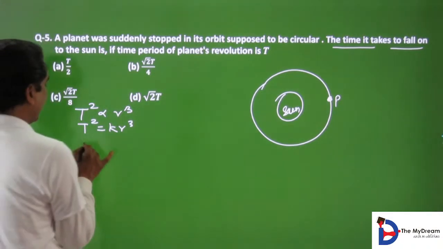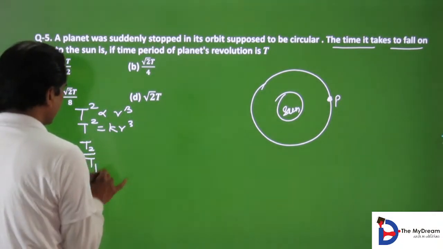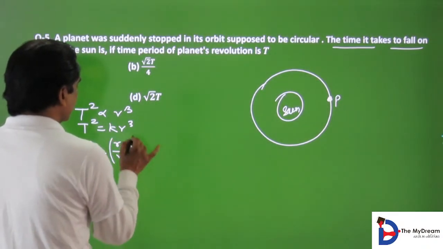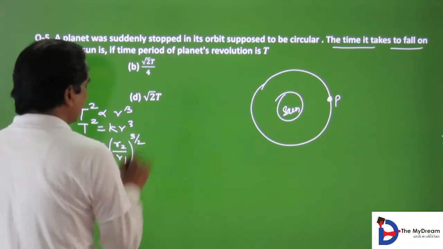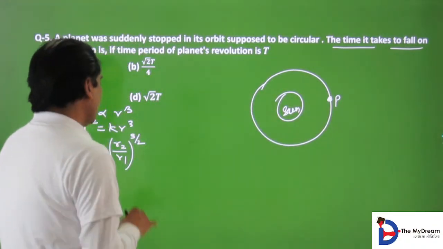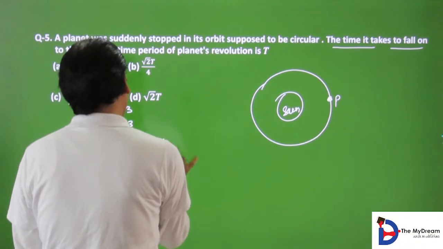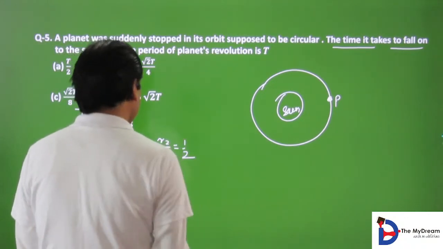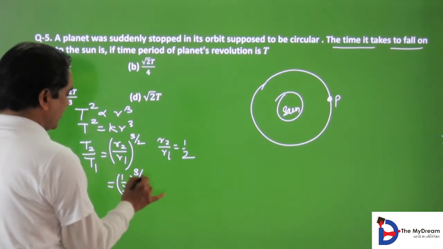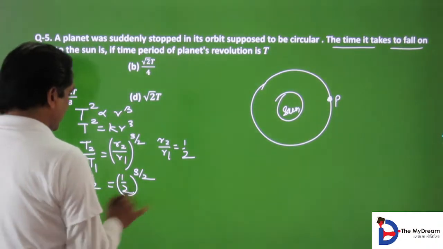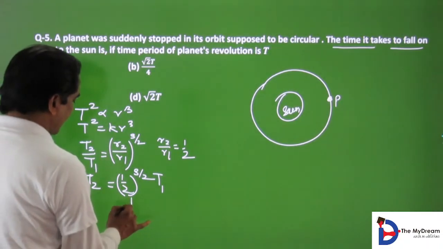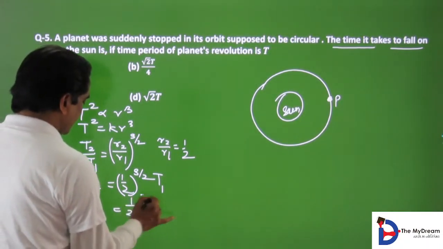So T2 by T1 is equal to R2 by R1 raised to power 3 by 2. As it falls on it, R2 by R1 can be written as 1 by 2. So in place of this you can write 1 by 2 raised to power 3 by 2, that is T1, which will become 1 upon 2 root 2 T1.